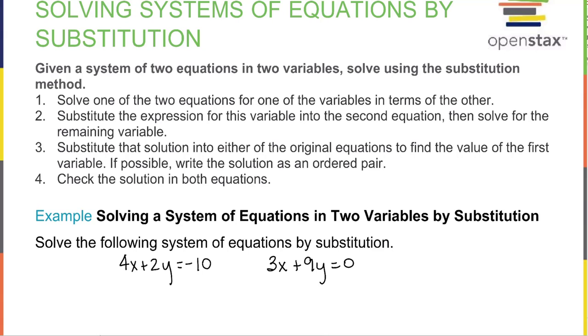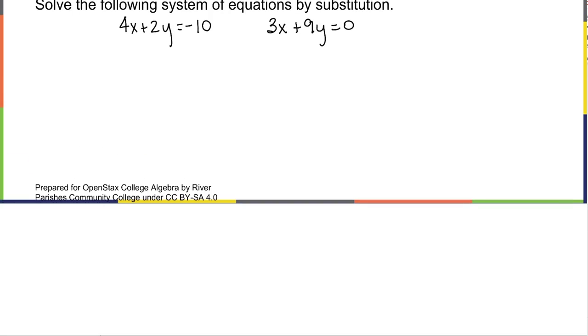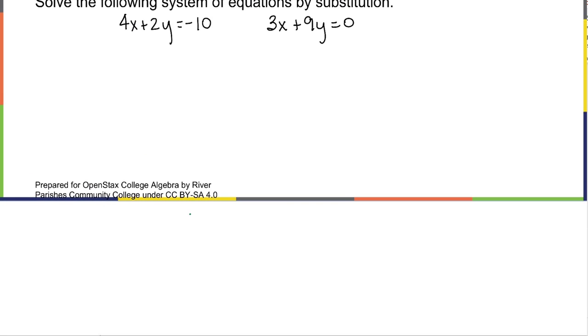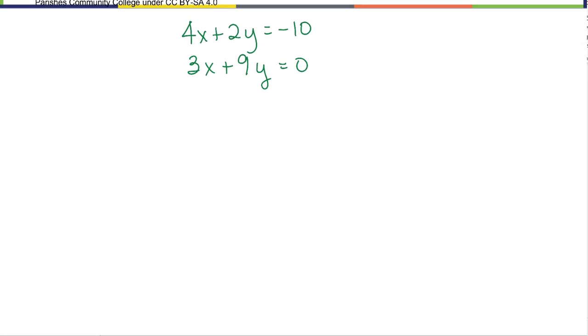Okay, so let's write these down. So they were 4x plus 2y equals negative 10 and 3x plus 9y equals 0. So what you should do is pick a variable to solve for. So I'm going to choose this x.